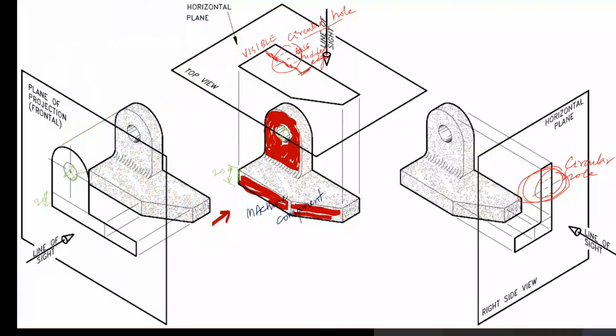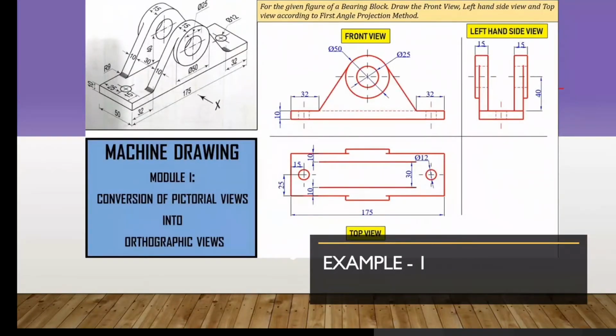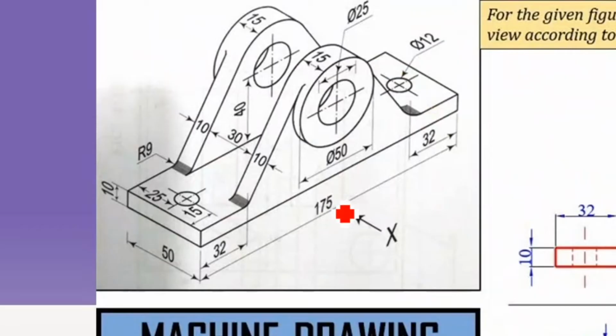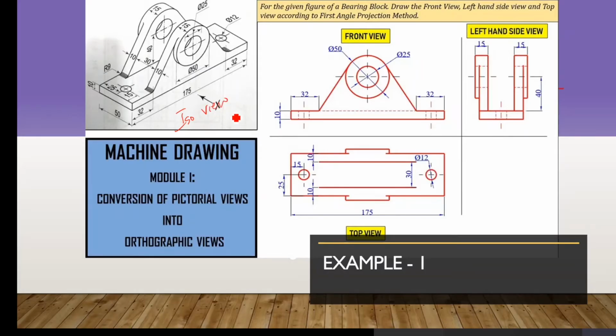Okay, this is one example. I just took this for you to get an idea before we get into the problem. So I have some more examples. If you observe here, look at this, the left part, this is the isometric view. This will be the question.